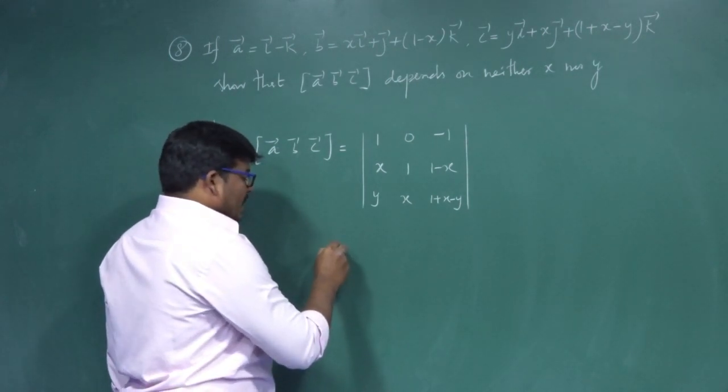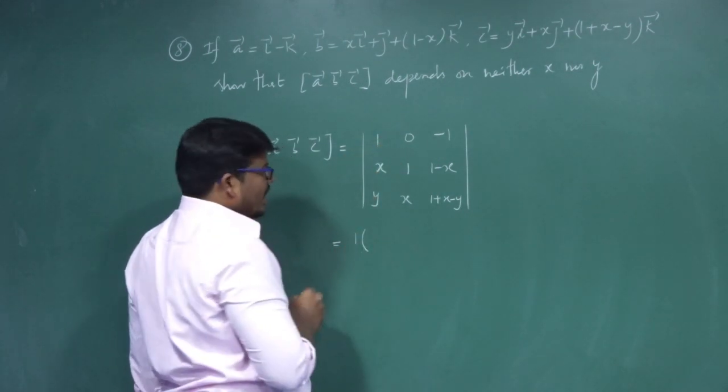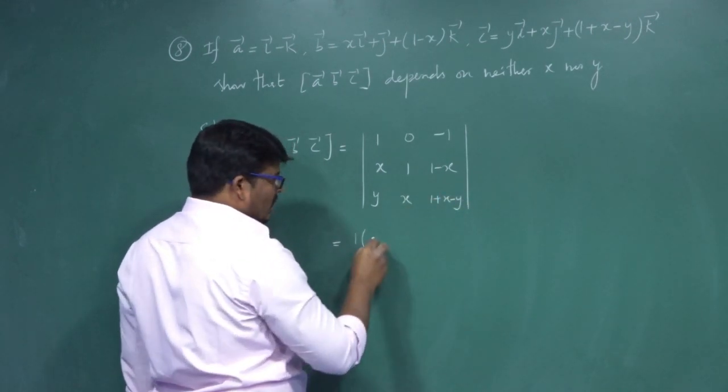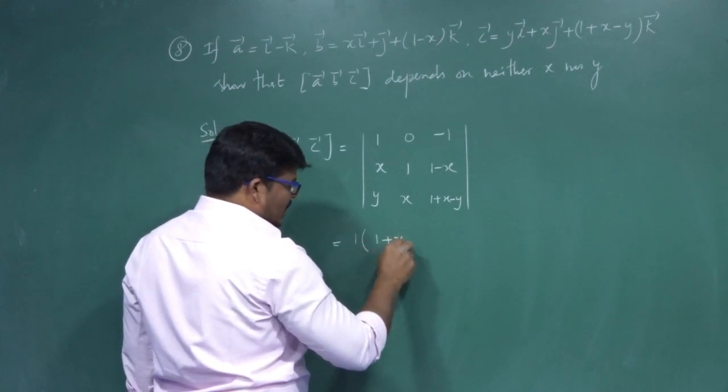Now expanding the determinant. First, taking the element 1 into 1 plus x minus y, the answer is 1 plus x minus y.